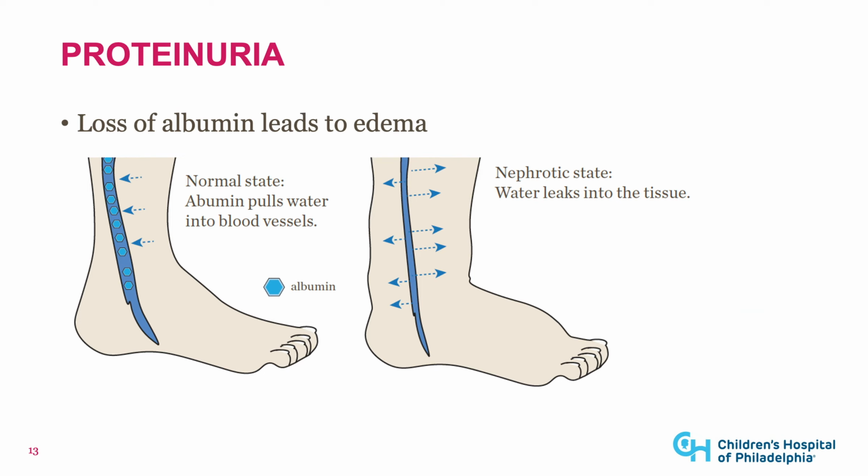Albumin is the most abundant protein in the blood. One of its key functions is to provide the blood's oncotic pressure. That is, it is present only in the blood and not in the surrounding tissue, and thus binds water into the blood vessels. When albumin is lost into the urine, the oncotic pressure falls, and water leaks into the surrounding tissues. Clinically, patients develop edema and ascites.